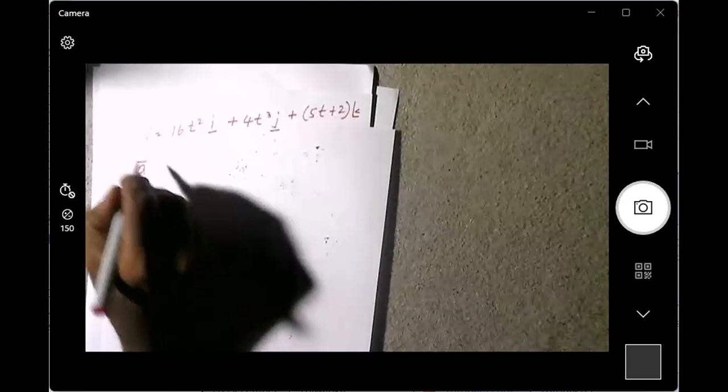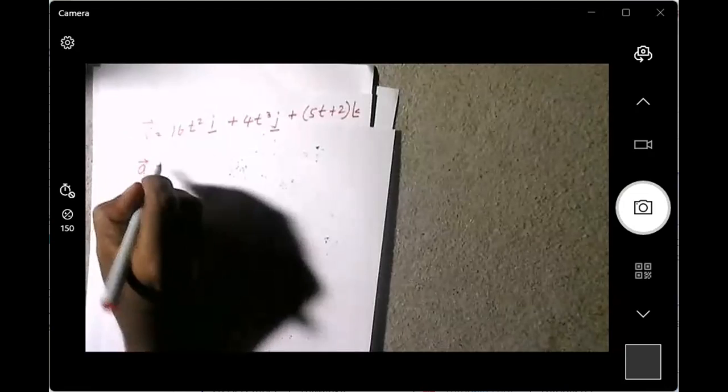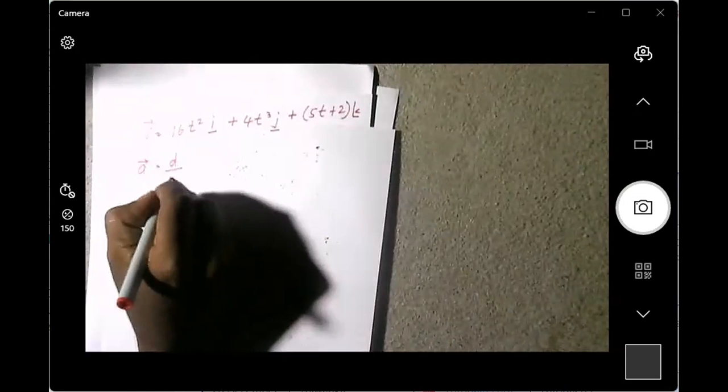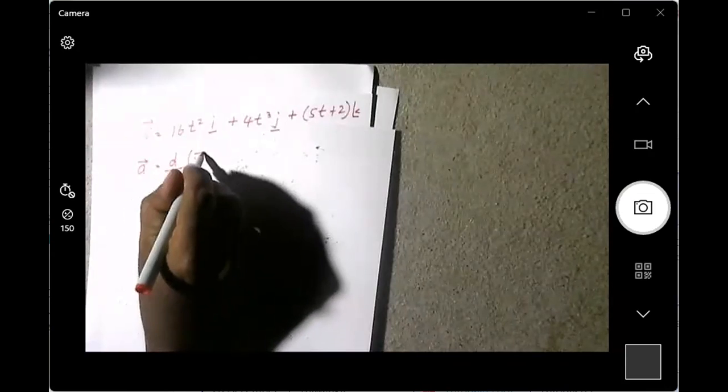The position, not the velocity, is given as 16t squared i plus 4t cubed j plus 5t plus 2k, right? The acceleration is d over dt of v.